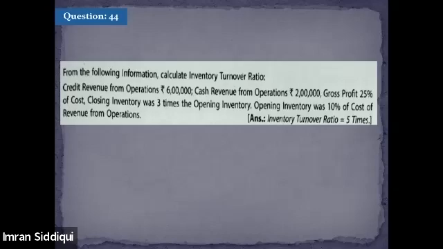Okay. So credit revenue can be taken as the credit sales and cash revenue can be taken as the cash sales. Got it, everyone? So this is credit sales and cash sales. Gross profit is given as 25% of cost. Closing inventory is 3 times the opening inventory. Opening inventory was 10% of the cost of revenue from operations. All right, this seems a little complicated, but not that difficult. Let's start with the solution.